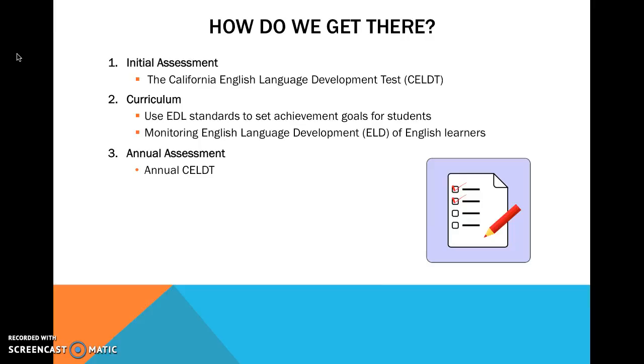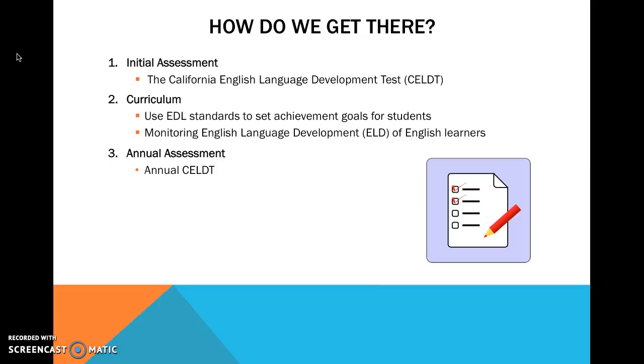The primary purpose of the CELDT is to measure English language proficiency of students to ensure appropriate instructional placement. This goes based on where teachers need to be aware of their structure and need to make accommodations for these types of students.